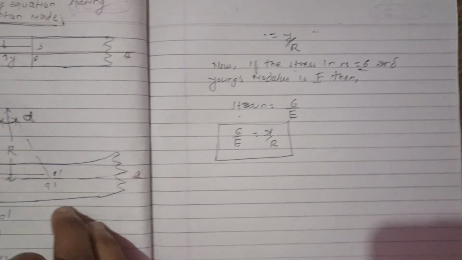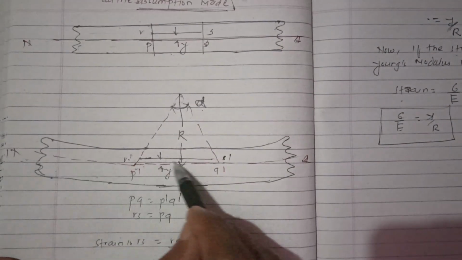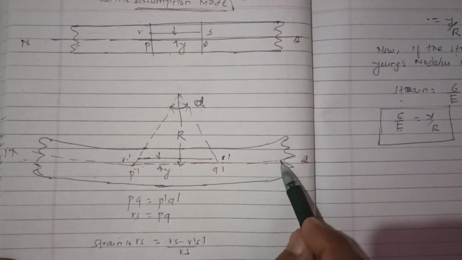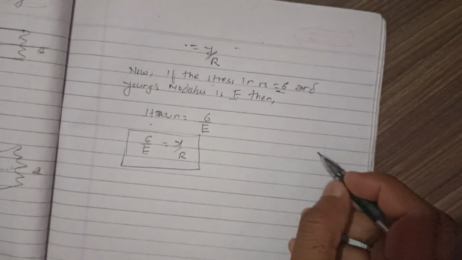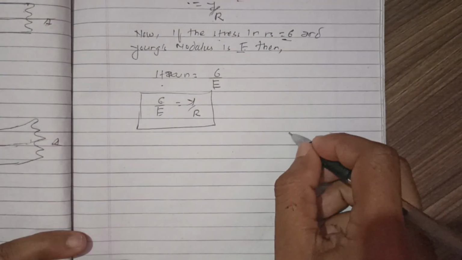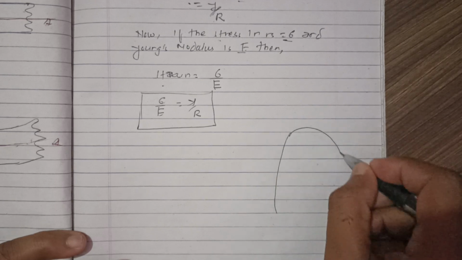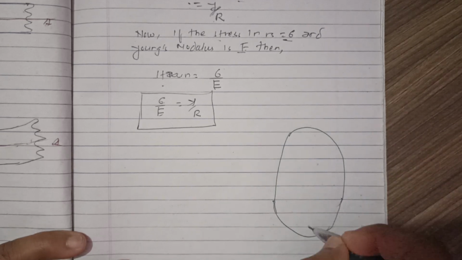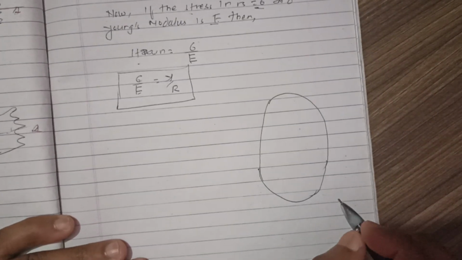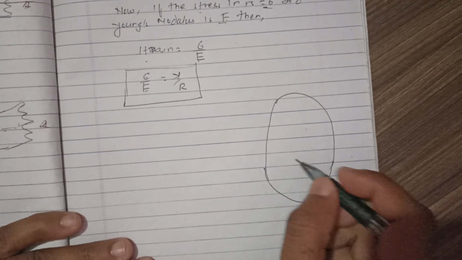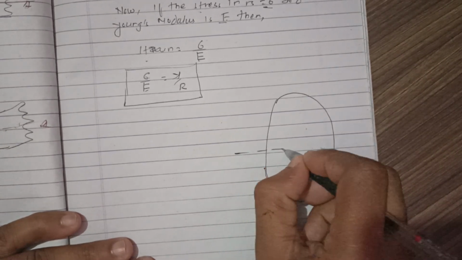Here we have considered a longitudinal section. Now let us consider a transverse section. Let's draw the transverse section. My drawings are not so good, I'm very bad at drawing actually. Please don't mind it.